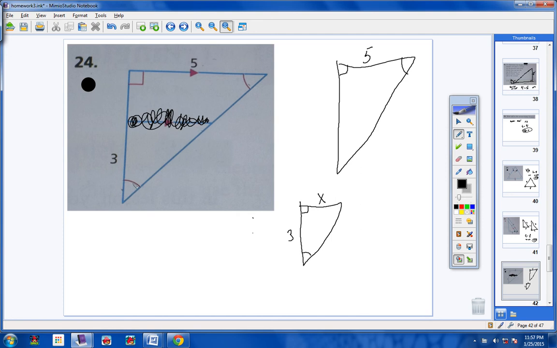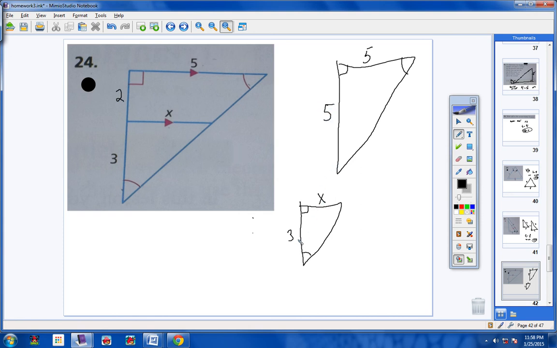That means this whole side here is 5. That means this whole side here has to be 5 also, which means this little space from here to here is 2. So the whole side's 5. So I'll put a 5 here, okay? And now we're ready, okay?